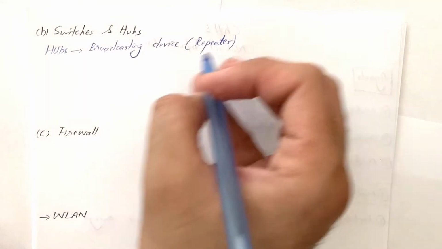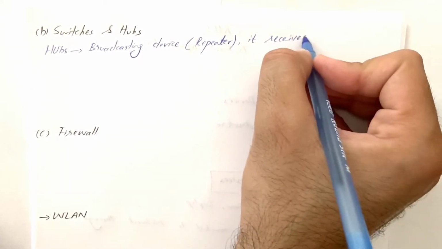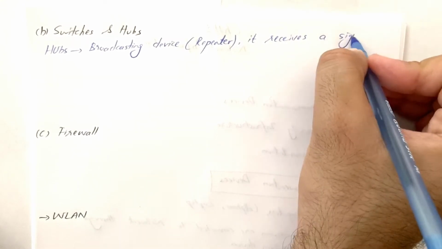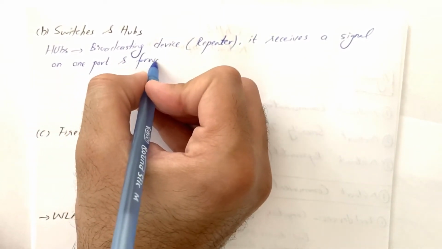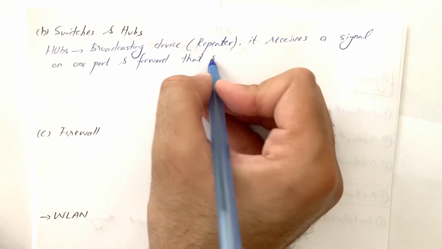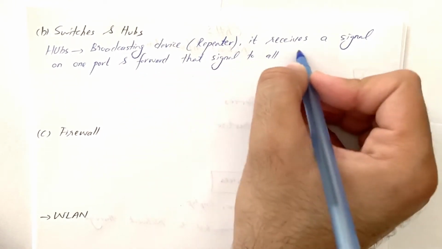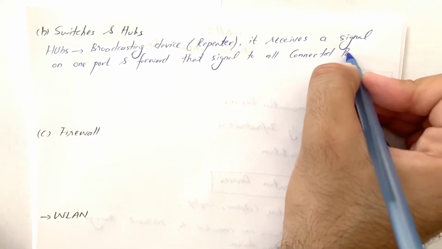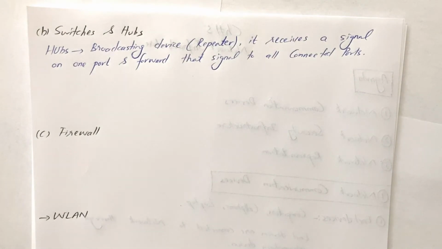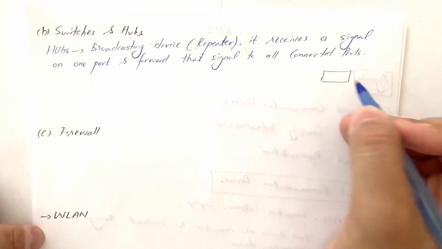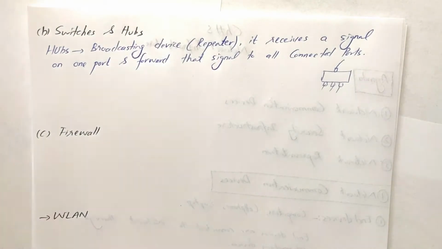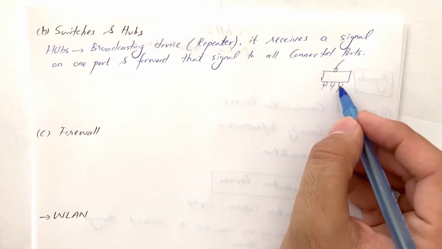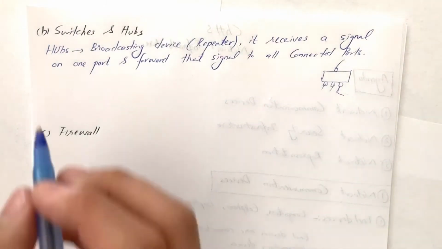And what exactly does a hub do? It receives a signal on one port and forwards that signal to all connected ports. So it's kind of a simple device. It receives a packet and just broadcasts the packet to all devices. So that's your hub. If a hub receives a packet on this particular port, it will forward the packet to all other ports, and there might be other devices connected to those ports. And there's a chance the packet is only for one particular port or device. Then we have a switch.